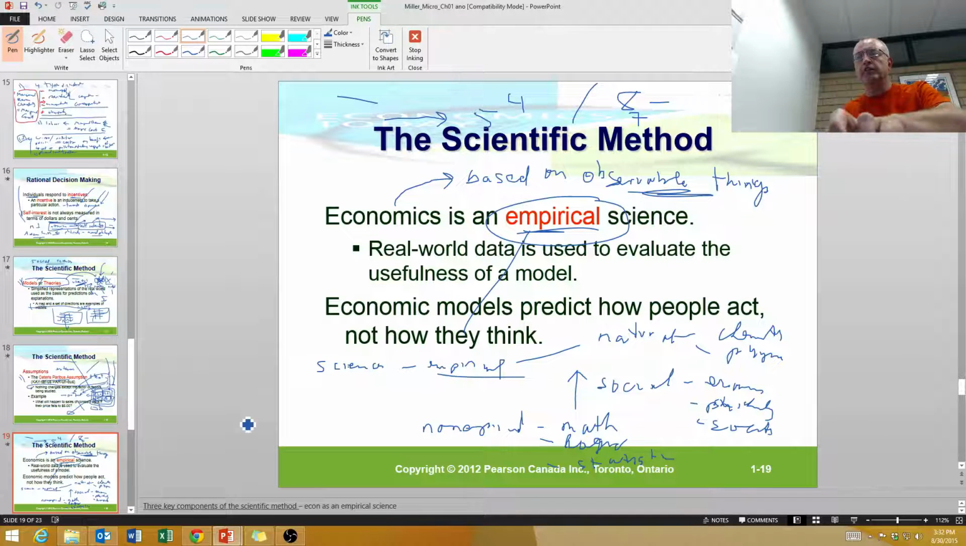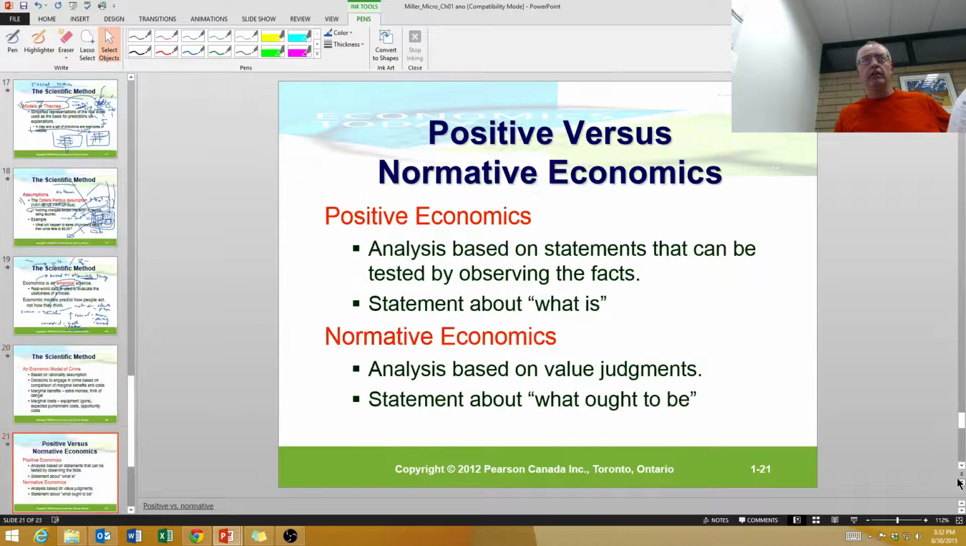Okay, next slide. I'm just going to skip it. It's the economic model of crime. But I already talked to you a little bit about crime before. And we'll come back to that later in the course.